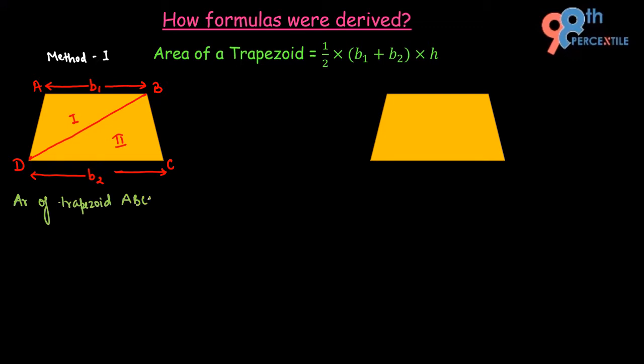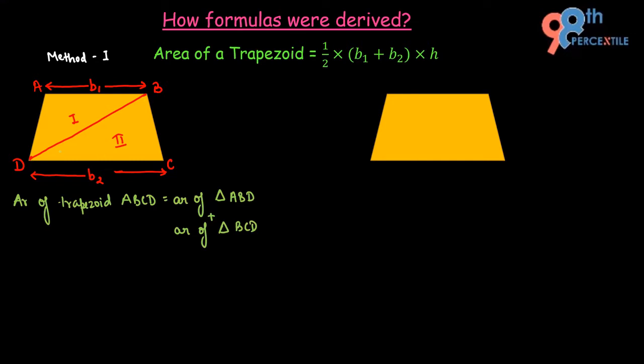Now, if you think about it, the area of trapezoid ABCD can be written as the sum of the areas of these two triangles. So the area of triangle 1, or you can say area of triangle ABD, plus the area of triangle BCD. And we can very easily find the area of a triangle. So let's do that. To find the area of a triangle, we need its base and the perpendicular distance from the opposite vertex.